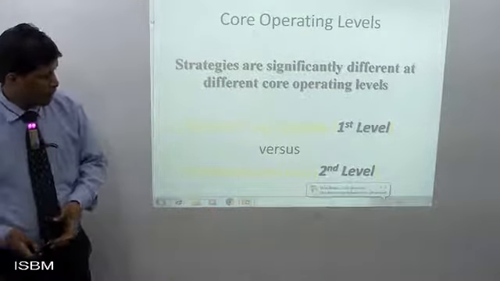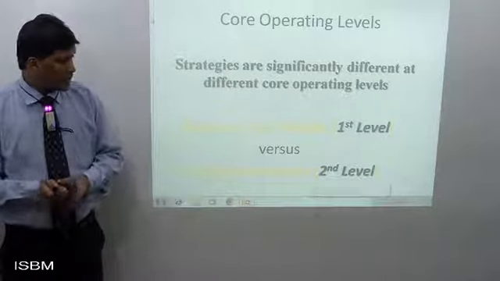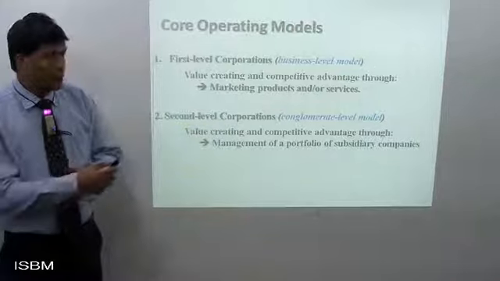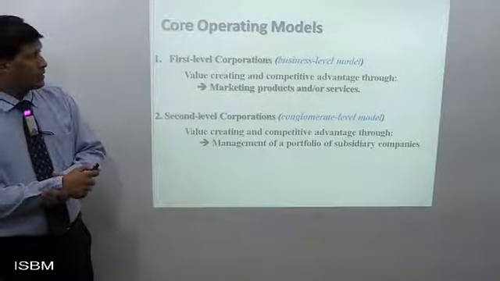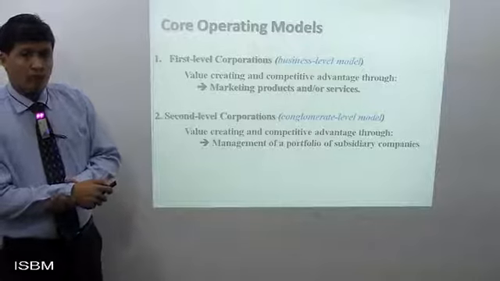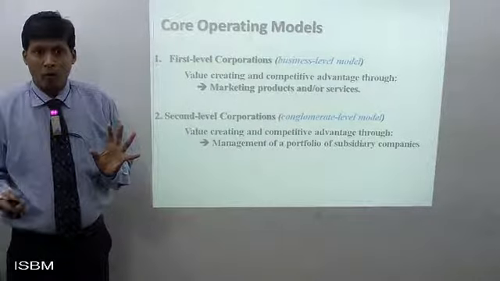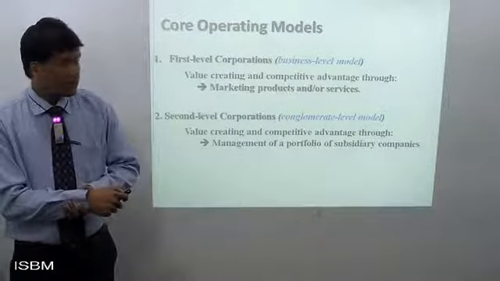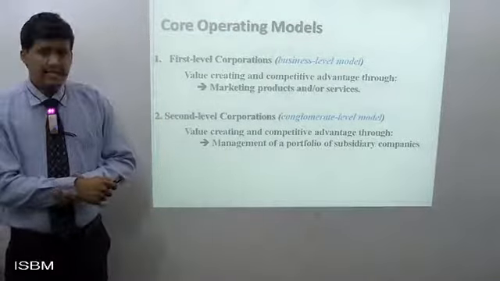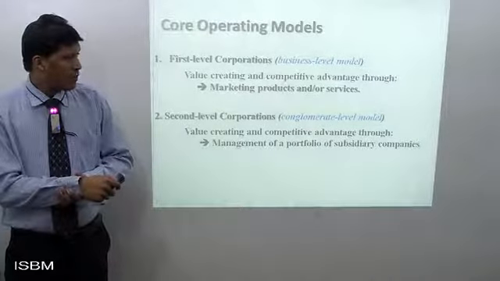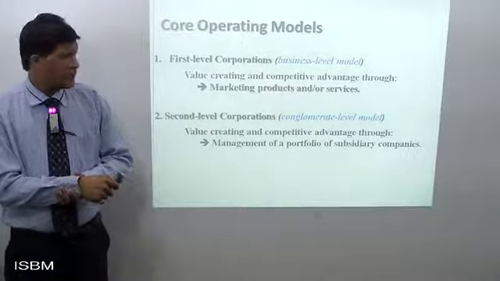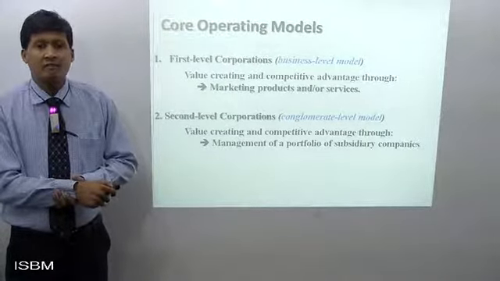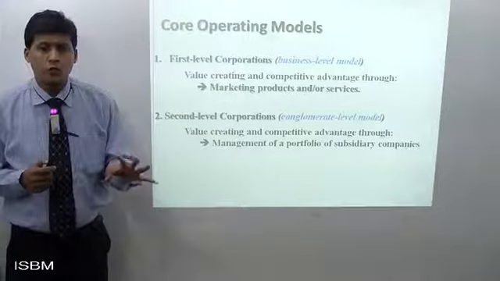And the difference would be that in a business level strategy, this kind of strategic thinking that will exist would be one, if you see the core operating models, one, the resource based model and the IO model. If you see in a business level model, the first level corporations, the value creating and competitive advantages through marketing products and or services. Here it's about how do you market it well so that you have a better reach to the market.